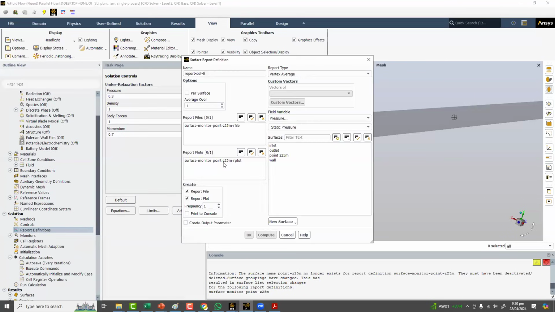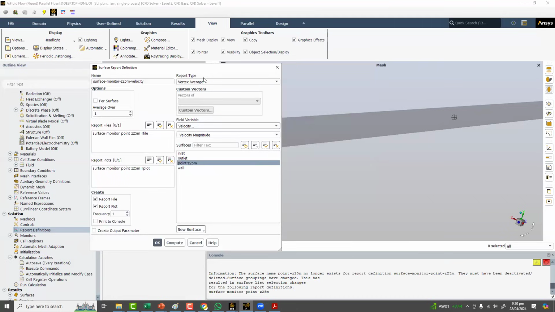It is going to be vertex average, point number 05. You can put the name as surface monitor, Z25 meter and velocity. The field variable should be velocity and it should make the report file, and that file will be written on your hard disk. You can open it any time, even after the solution has been done and the file is closed, and you can also open that file in Excel. The report plot will be plotting that data on the screen.